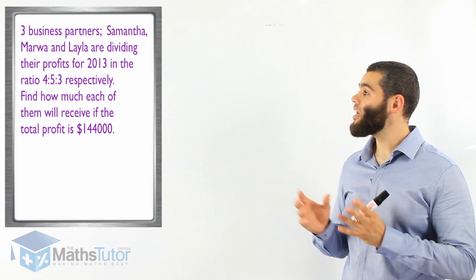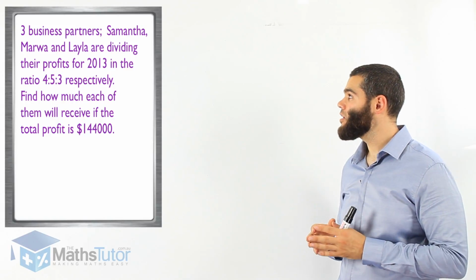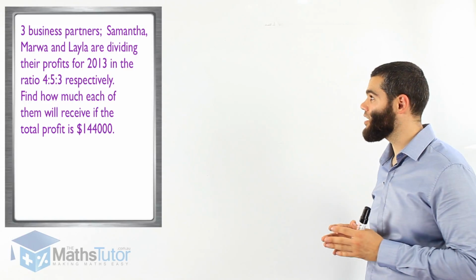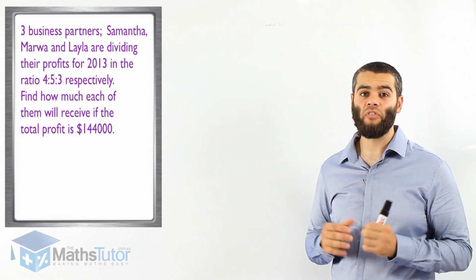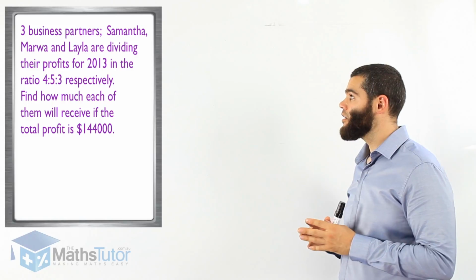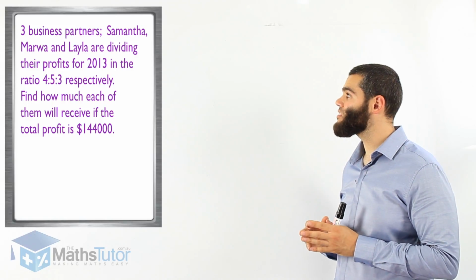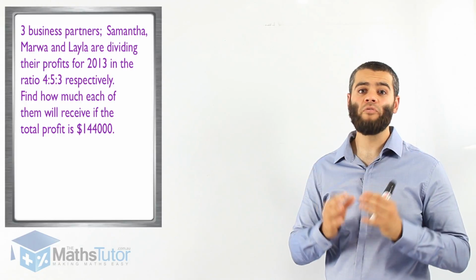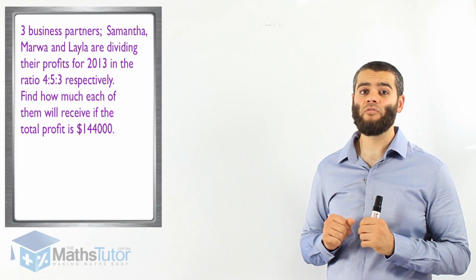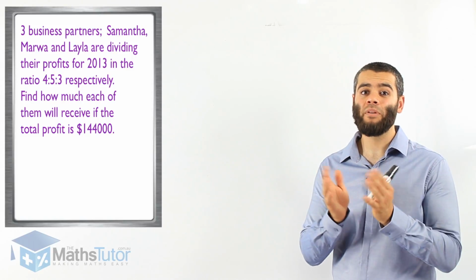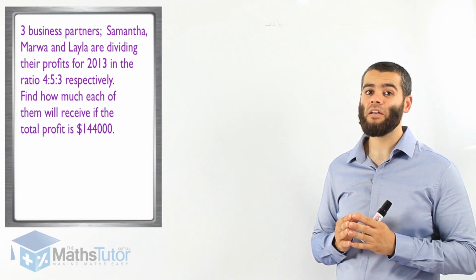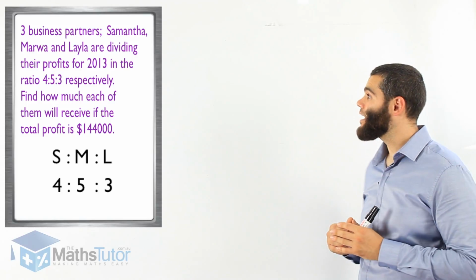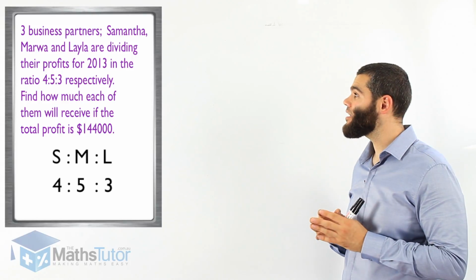Example 1. There are 3 business partners, Samantha, Marwa and Layla, dividing their profits for 2013 in the ratio 4 to 5 to 3, respectively. Find how much each of them will receive if the total profit is $144,000. So the total profits that they made was $144,000, and they're going to split it, not equally, but in a ratio. Samantha's going to get 4 parts, Marwa's going to get 5 parts, and Layla's going to get 3 parts.